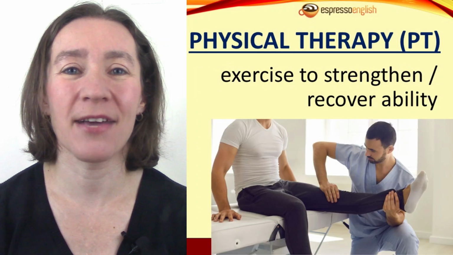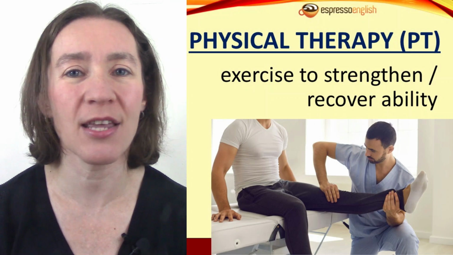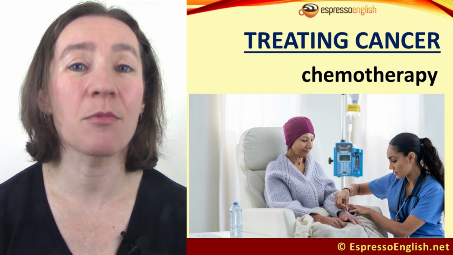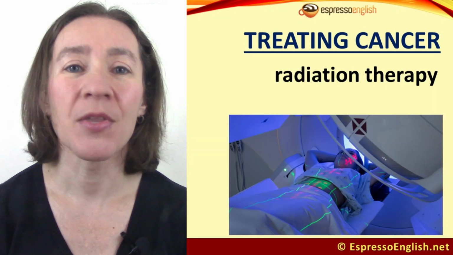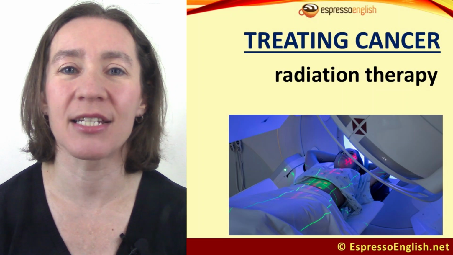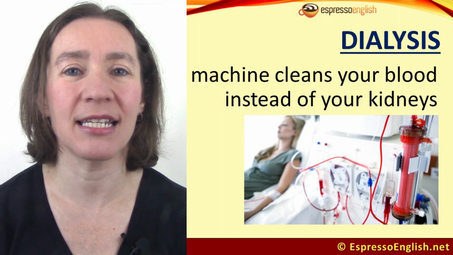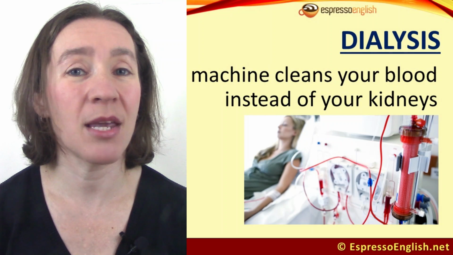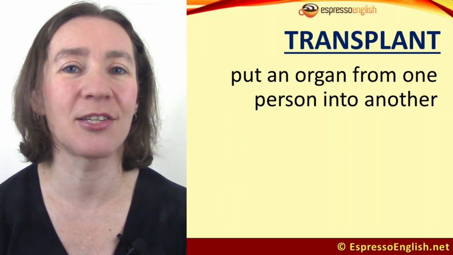For problems that affect your bones and muscles, you might need physical therapy, which is kind of like exercise sessions with someone who helps you strengthen that part of the body. To treat cancer, there's chemotherapy, which is strong medicine, and radiation therapy, using high-energy radiation to kill the cancer cells. Someone whose kidneys are not working might need dialysis, where a machine cleans their blood, until they can maybe get a transplant. That refers to putting an organ from one person into another.